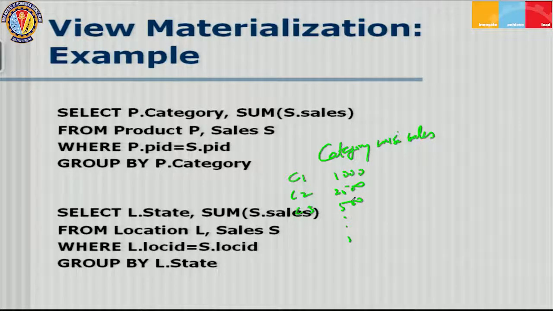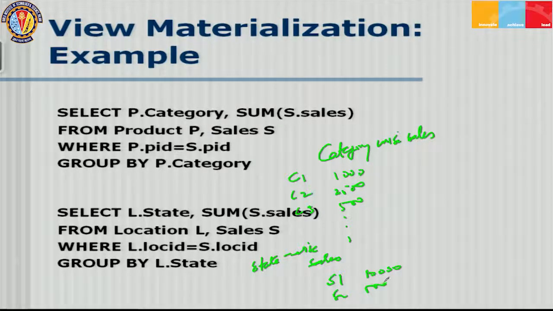Now here I have another query which is select L.state and sum of sales from location L and sales S, where this is the join condition, and group by state. So this is state wise sales. The results would be like state 1 10,000, state 2 5,000, state 3 and something like this. So this is state wise sales, and the other is category wise sales.